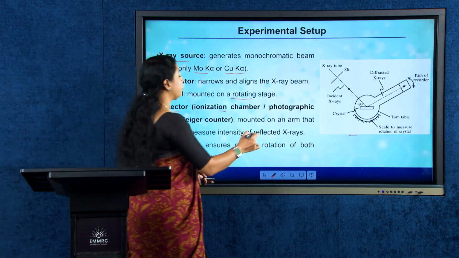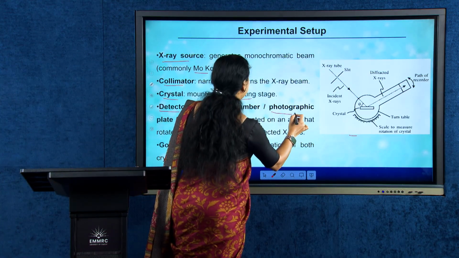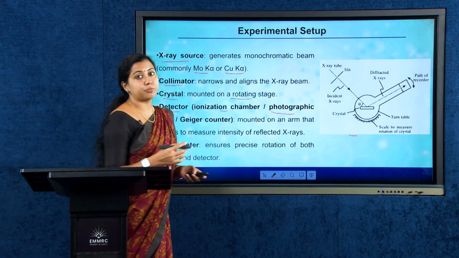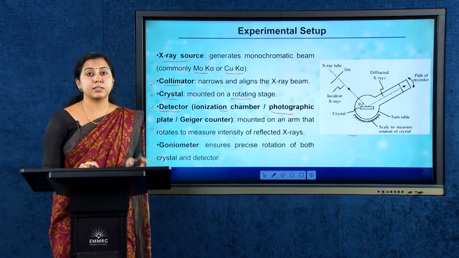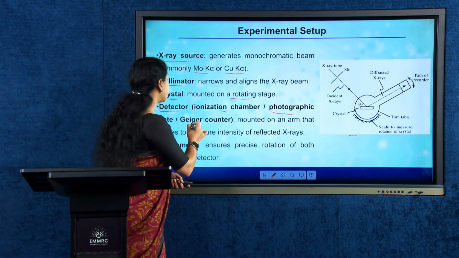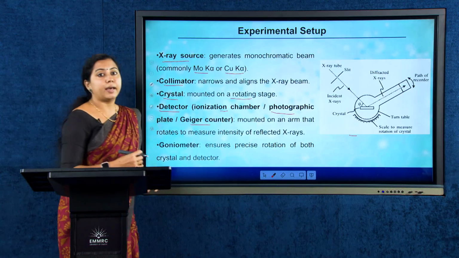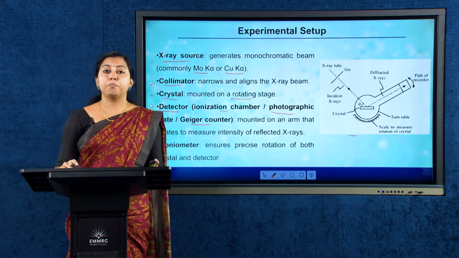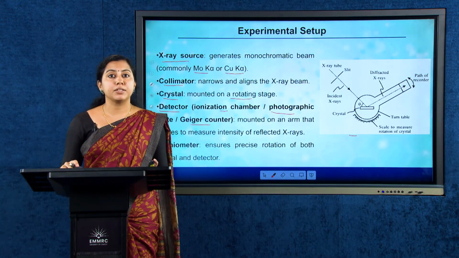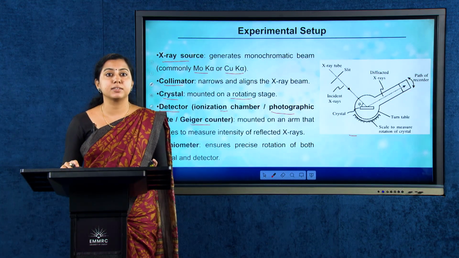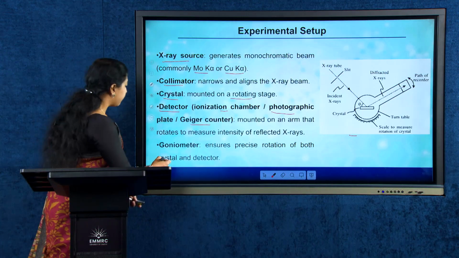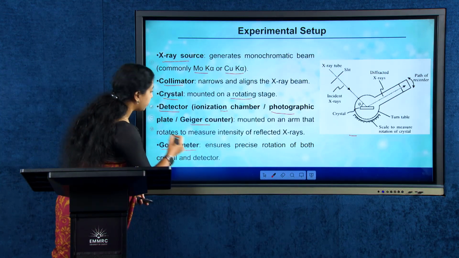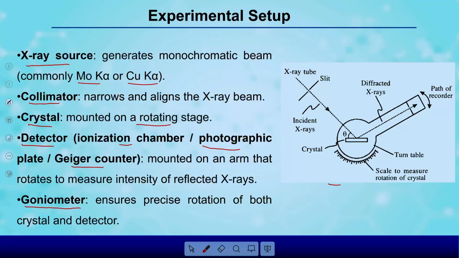Or we can use a photographic plate which can directly capture the images of the diffracted X-rays falling on it, or we can also use a Geiger counter. And this detector is mounted on an arm that rotates to measure the intensity of the reflected X-rays. There will also be a goniometer that ensures precise rotation of both crystal and detector.